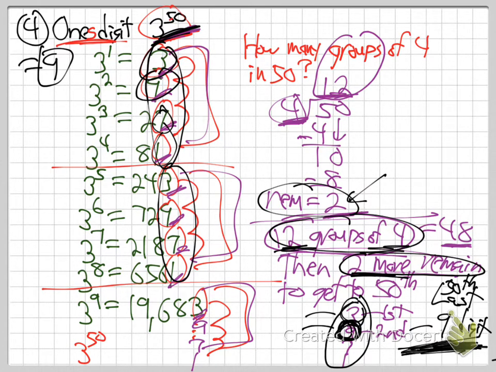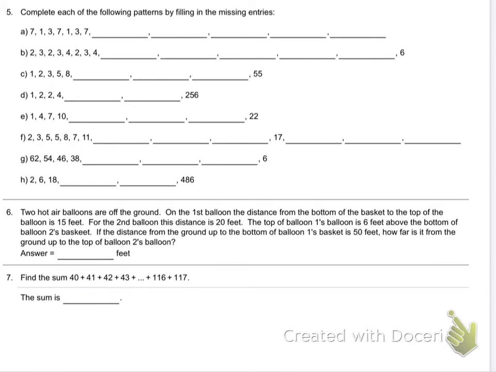There we go. Okay, so we're on number 5, looking for the pattern here. This first one's pretty easy. You see the pattern? 7, 1, 3. 7, 1, 3. So that was easy. How about the second one? 2, 3, 4, 5, 6. There it is. Next one.